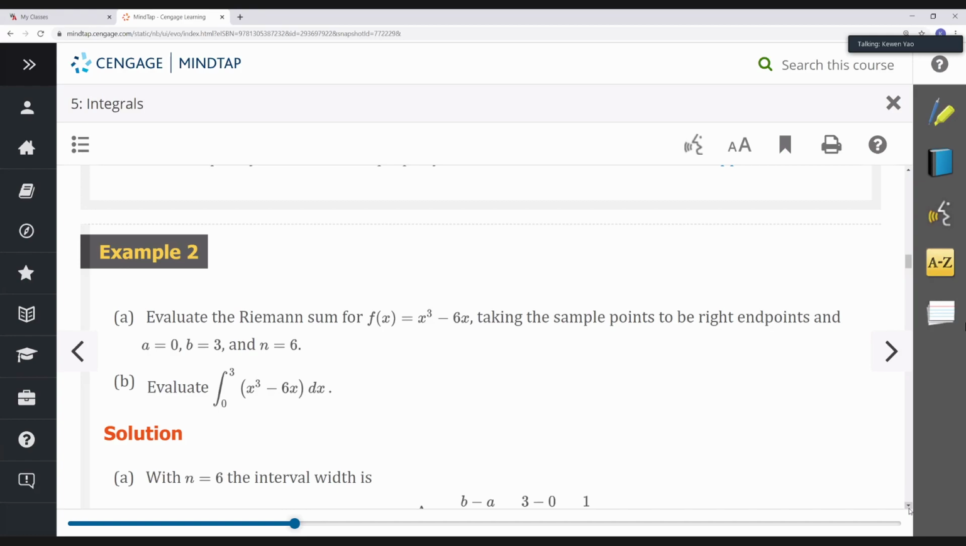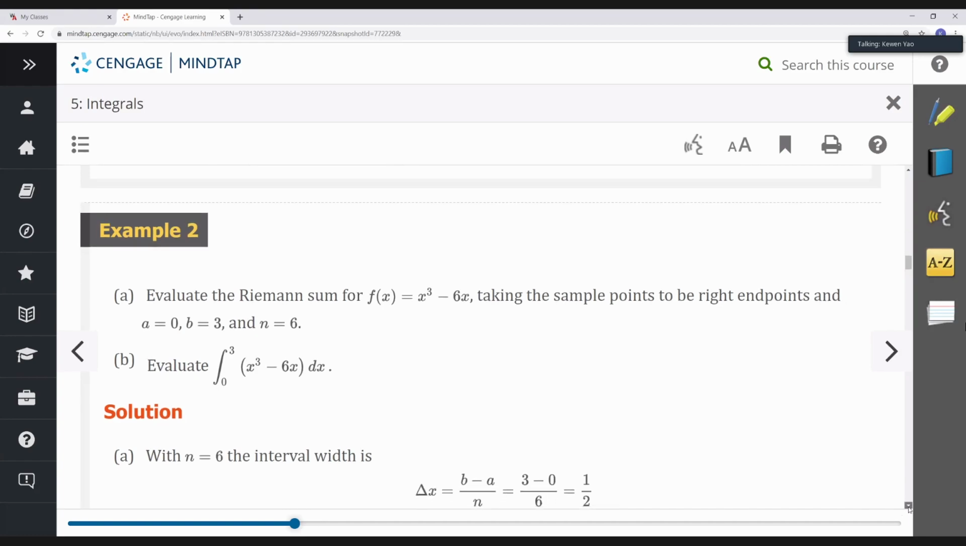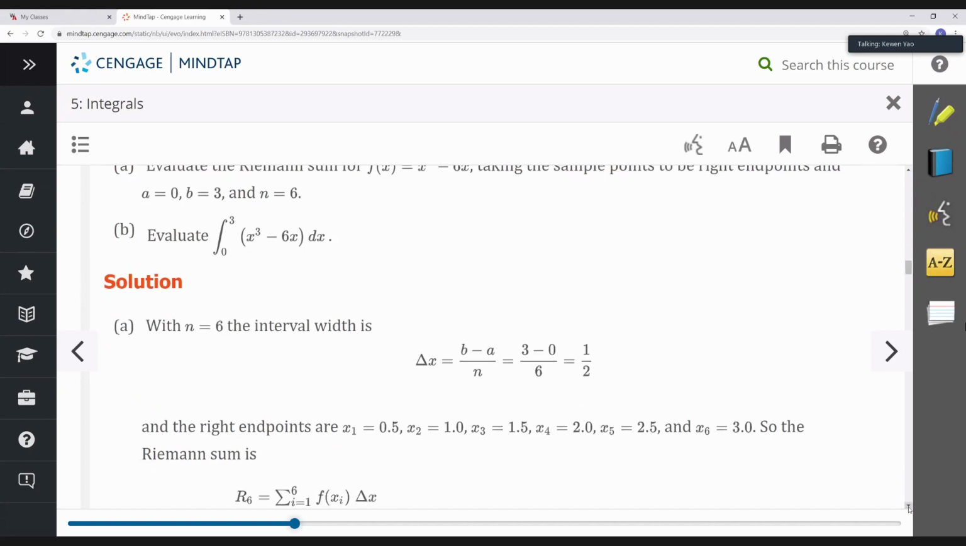The Riemann sum is very easy to evaluate. First, you want to find n equals 6. Now the interval width is what? Delta x is the total length, b minus a, over n. a is 0, b equals 3. So b minus a is 3 minus 0, over 6. It's 1/2. Now it's very easy to find all these things.